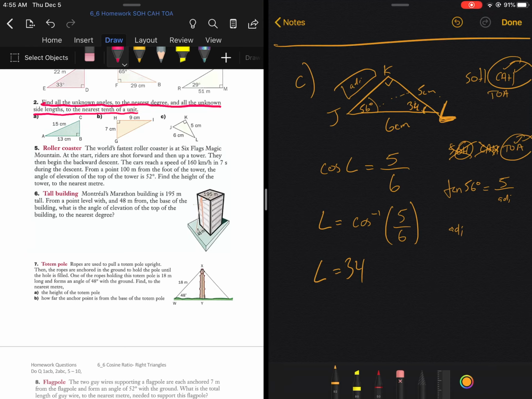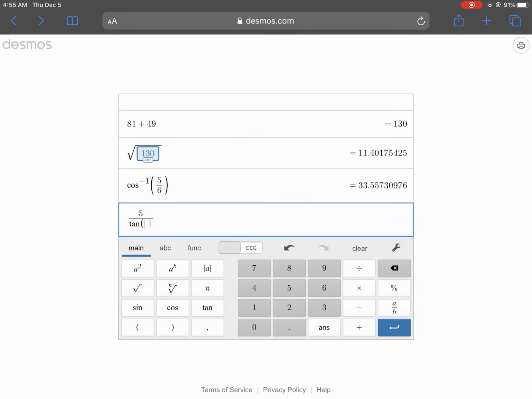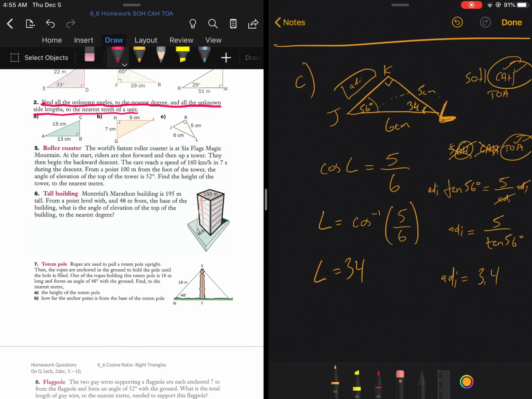So let's solve. Let's multiply both sides by adjacent. ADJ, boom, boom. Let's divide by tan of 56, 5 over tan of 56 degrees. ADJ equals 5 over tan of 56. 5 divided by tan of 56 equals 3.4. 3.4 centimeters. So that's our side of the triangle, 3.4 centimeters.